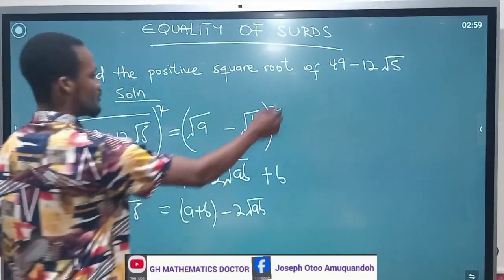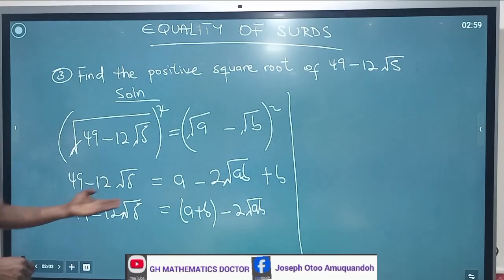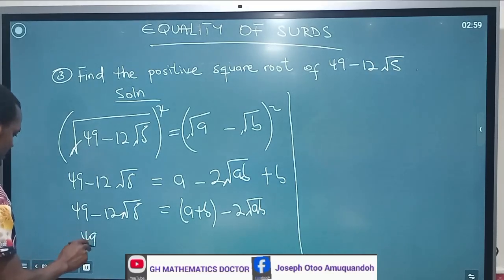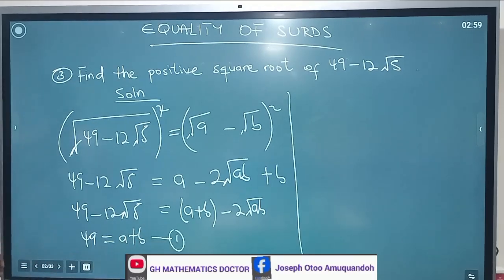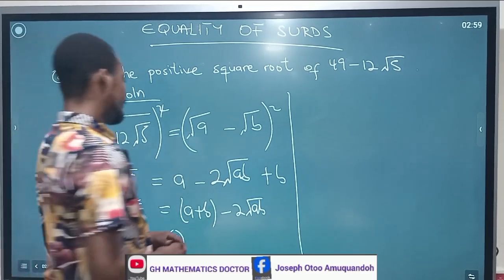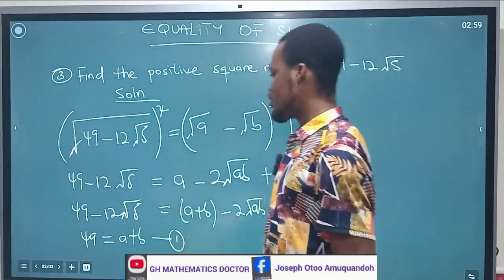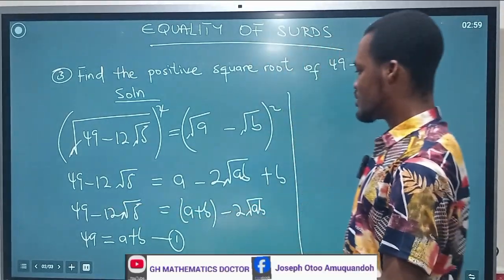So we are going to use the concept of equality to solve this. We are going to equate the corresponding terms, starting with 49 equal to a plus b, and that will give you your first equation. For the second equation, you need to also equate the second corresponding terms. Since we have negative, negative, we are not going to start with the negative.